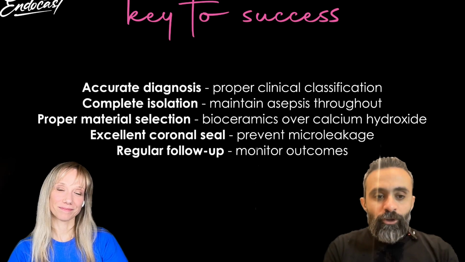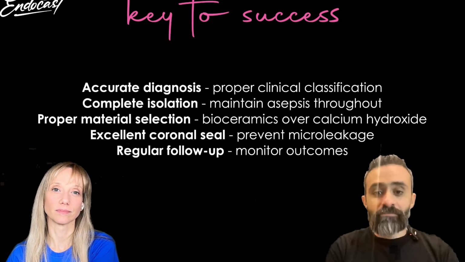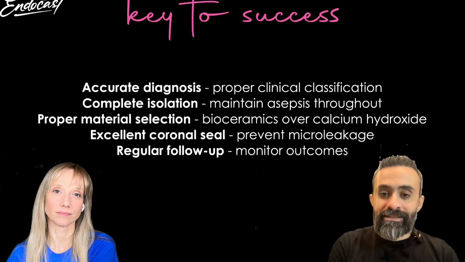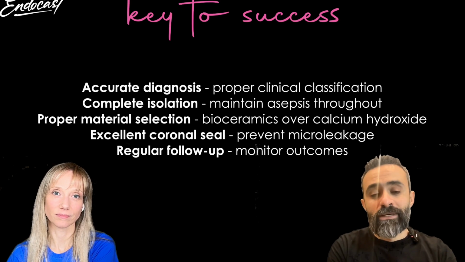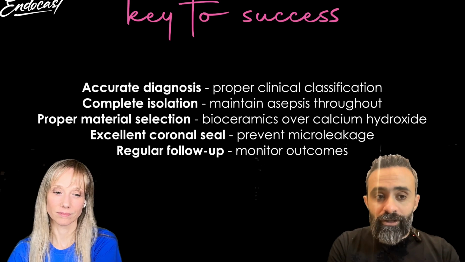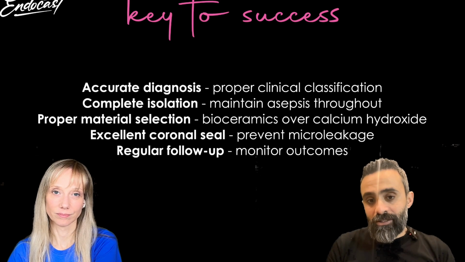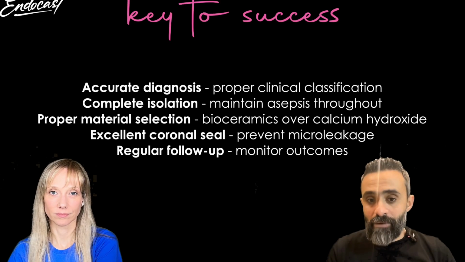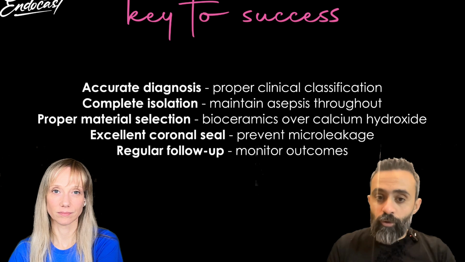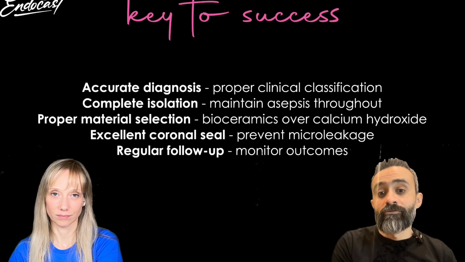The second most important thing to success is the complete isolation, because we need to prevent any bacterial percolation into the root canal system. Otherwise, failure will be the only result. Third is the proper material selection. And we talked about the merits of using calcium silicates or bioceramics over calcium hydroxide. And we have to move from calcium hydroxide to those calcium silicate based materials.